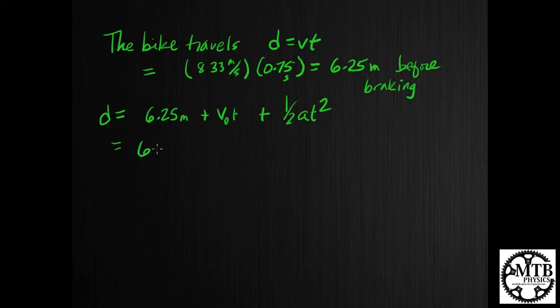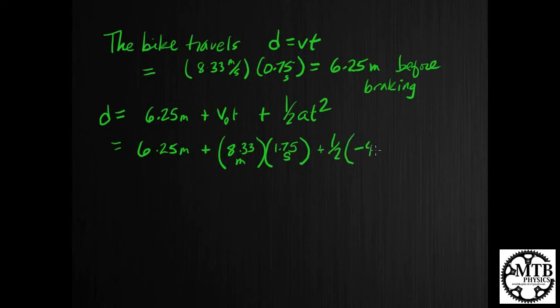Plug in what we know. He travels 6.25 meters prior to hitting his brakes, plus velocity 8.33 meters per second for 1.75 seconds, plus 1/2 negative 4.75 times 1.75 seconds squared. Answer: the bike is going to travel 13.6 meters.